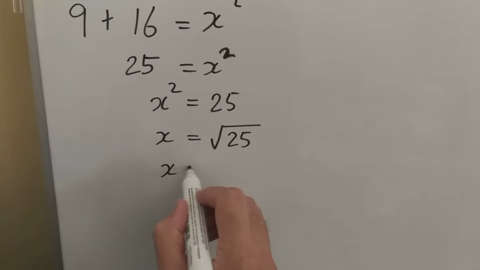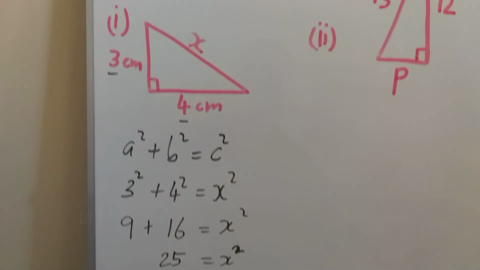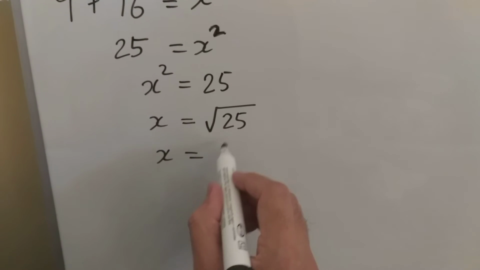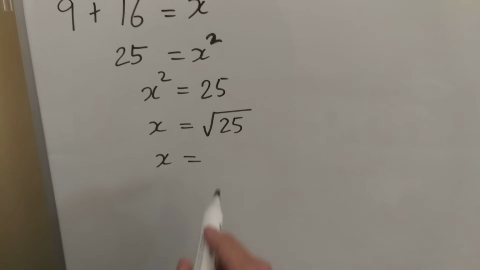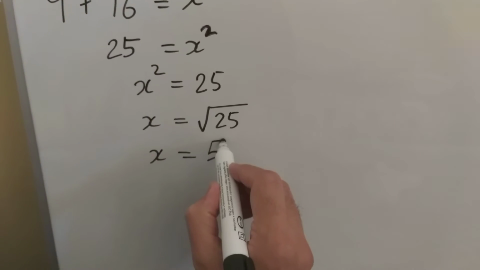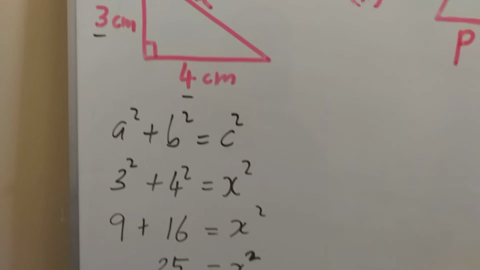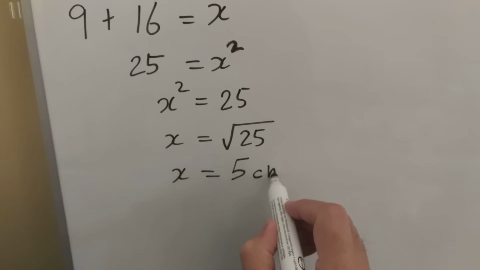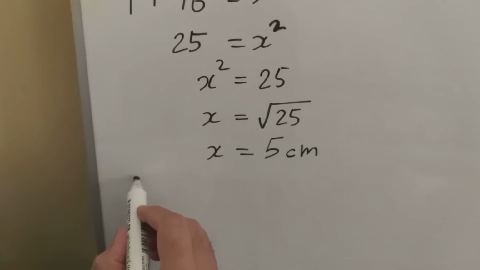So the value of x, the length of the hypotenuse in the triangle, will be the square root of 25. What number multiplied by itself gives us 25? Square root of 25, so that is 5. Any unit given? Yes, the lengths were in centimeters. So x, the hypotenuse, is going to be 5 centimeters.